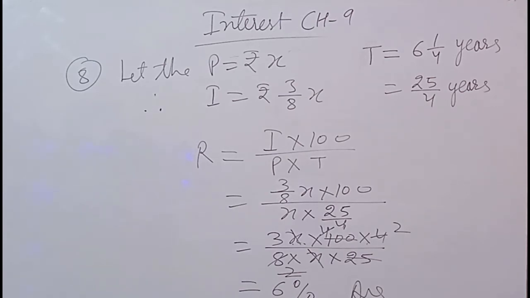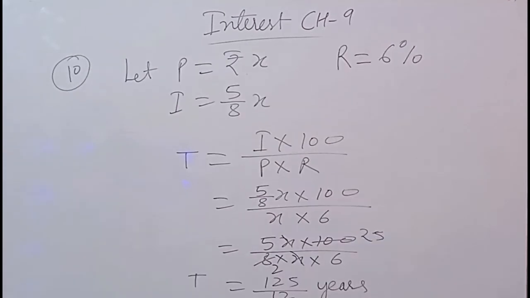So put the values in the formula. R equal to I into 100 upon P into T. 3 upon 8X into 100 upon X into 25 upon 4, or we can write 3X into 100 into 4 upon 8 into X into 25. Now X and X cancel, and 25 fours are 100, 4 divided by 8 will give 2, and 2 twos are 4. So 3 into 2 is left, that will give 6. So rate of interest will be 6%. In that manner you can do question number 8.